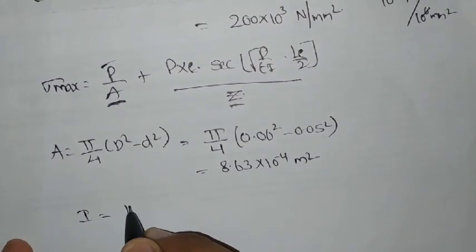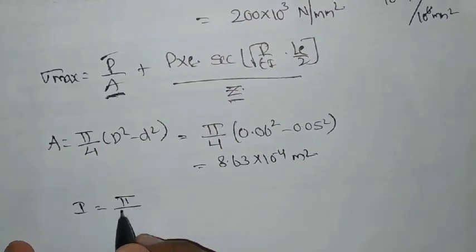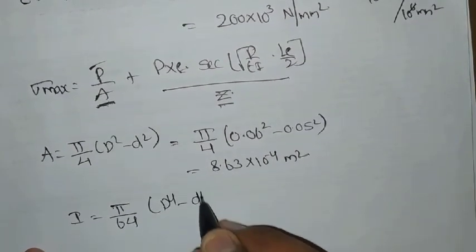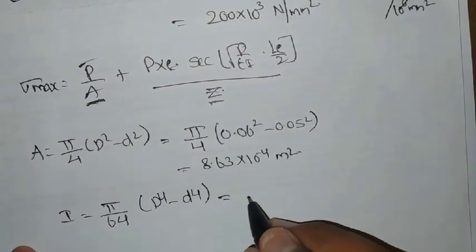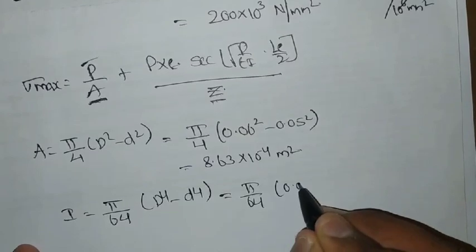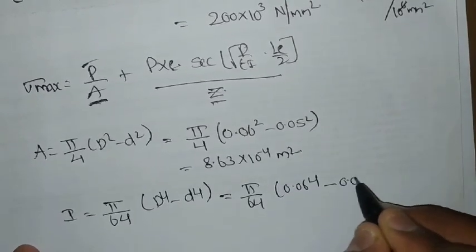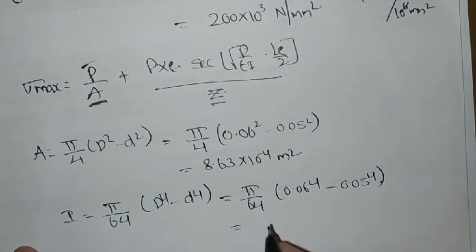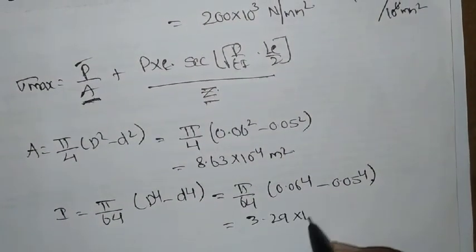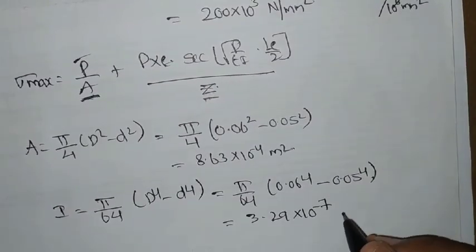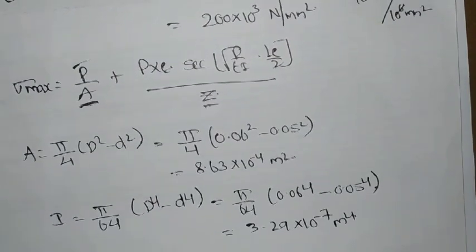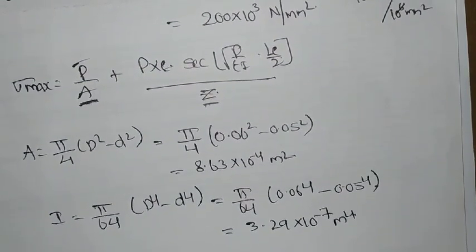I is equal to, for the circular section, the moment of inertia I value can be pi by 64 of capital D power 4 minus small d power 4. If I substitute, the equation will come as pi by 64 of 0.06 power 4 minus 0.05 power 4. By calculating it, we will get the value as 3.29 into 10 to the power of minus 7 meter power 4. So this is the value we get for the I value of the section.